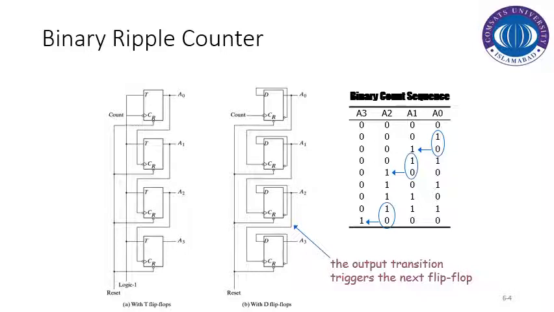So it's a binary ripple counter, a 4-bit counter, and it has the capability to count the sequence from 0000 till 1111. Let us see how this setup will work. If you see the diagram of the counter, it has been implemented with two different hardware setups. For example, the first one is implemented with T flip-flops and the second one is implemented with T flip-flops.